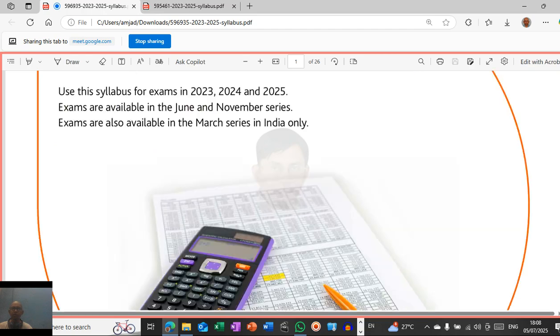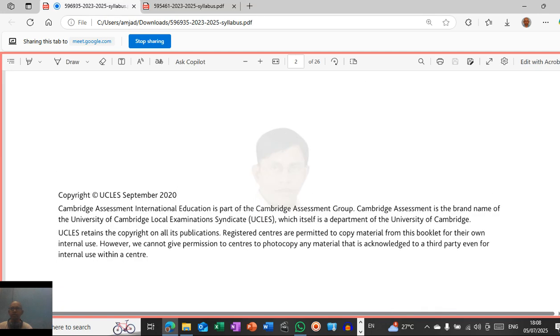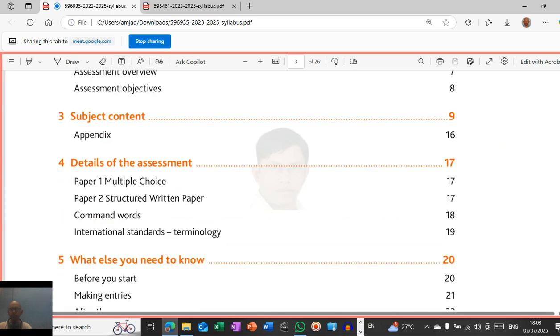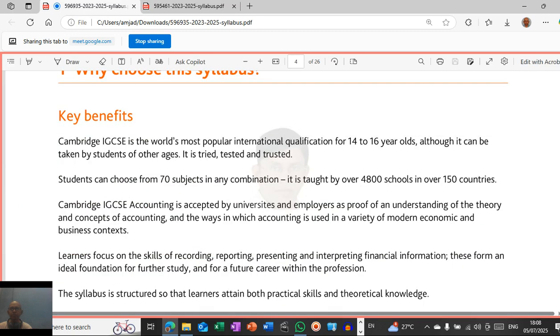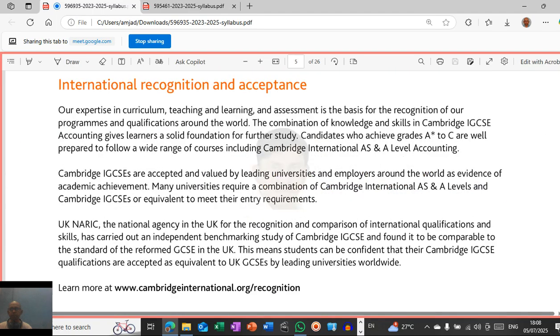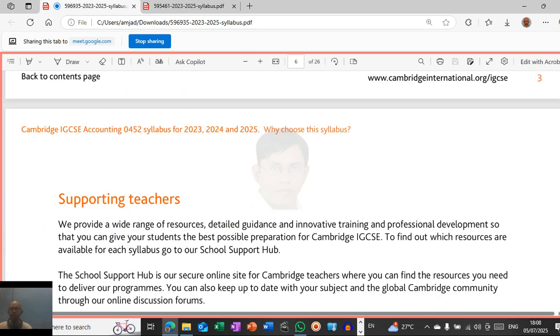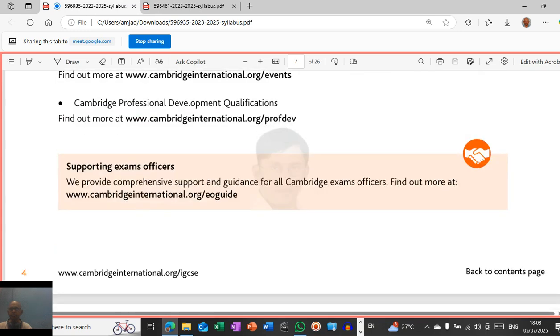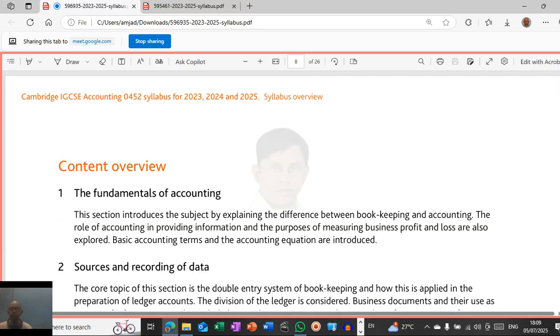So let's have an overview. This is as per Cambridge Assessment Group, Cambridge Assessment. So content overview.